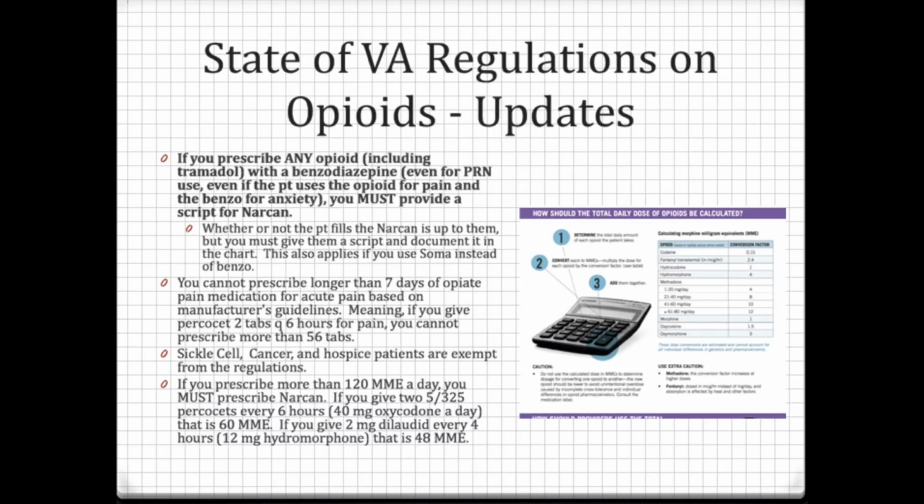For state-based regulations on controlled substances, you should go to the Board of Medicine website for the state in which you are licensed. On this slide, you will see some new regulations imposed by the state of Virginia regarding opioids. These updates are emailed and posted to the State of Virginia Board of Medicine website. Failure to abide by these regulations may result in fines and/or disciplinary action. You simply must be an informed provider when you prescribe controlled substances.